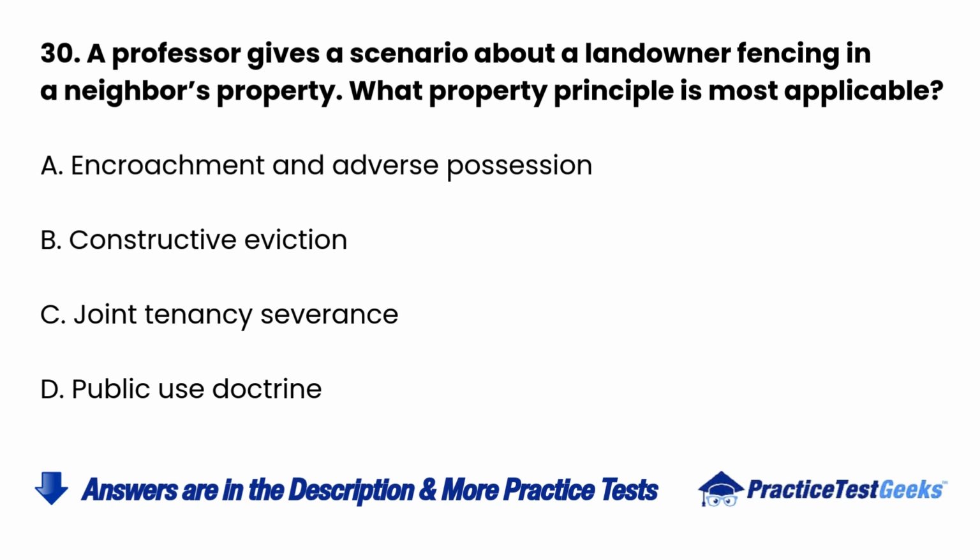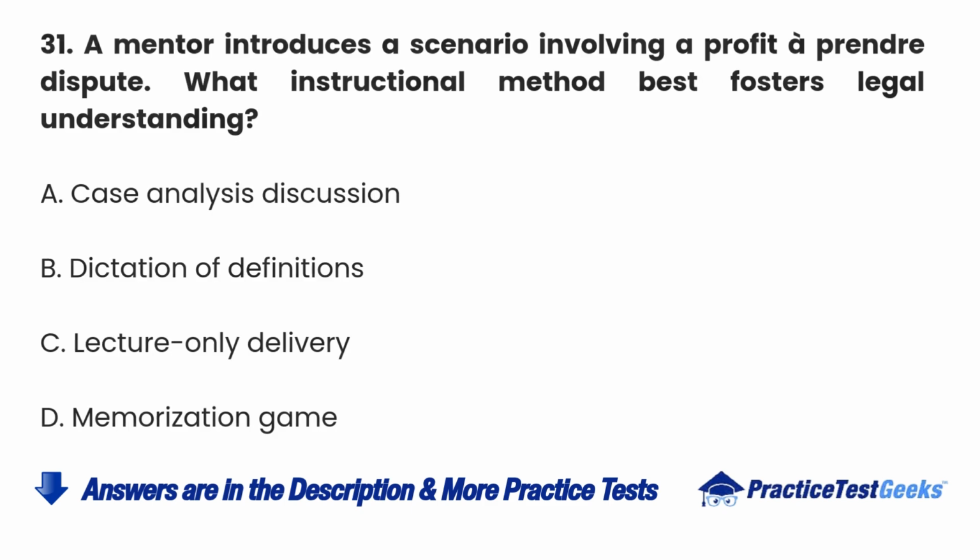30. A professor gives a scenario about a landowner fencing in a neighbor's property. What property principle is most applicable? A. Encroachment and adverse possession. B. Constructive eviction. C. Joint tenancy severance. D. Public use doctrine.